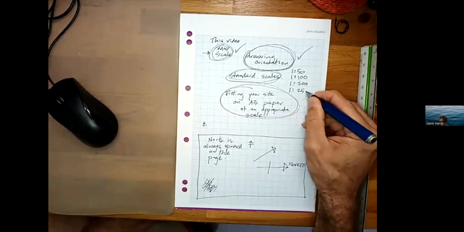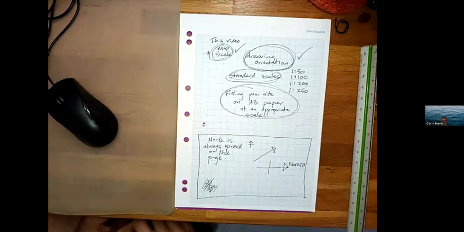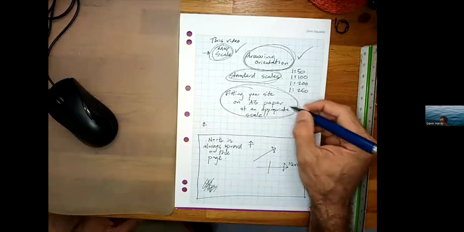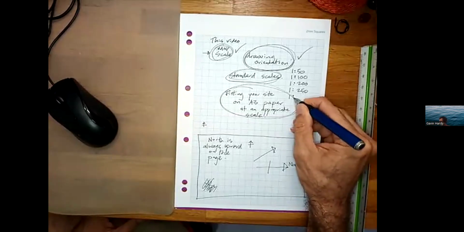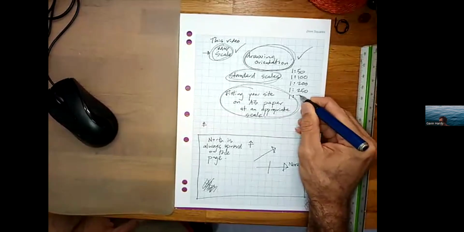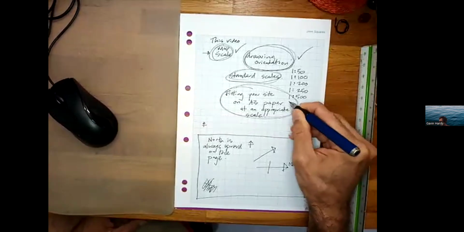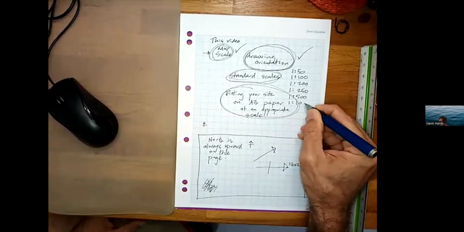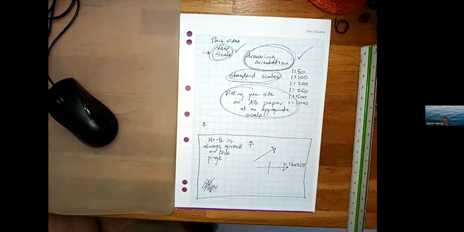1:250. They're the sorts of scales you'd probably see at a suburban level. If you're working on a farm or a much bigger property, we start getting into perhaps 1:500 or even 1:1000 and beyond. Okay, so they're sort of standard scales.